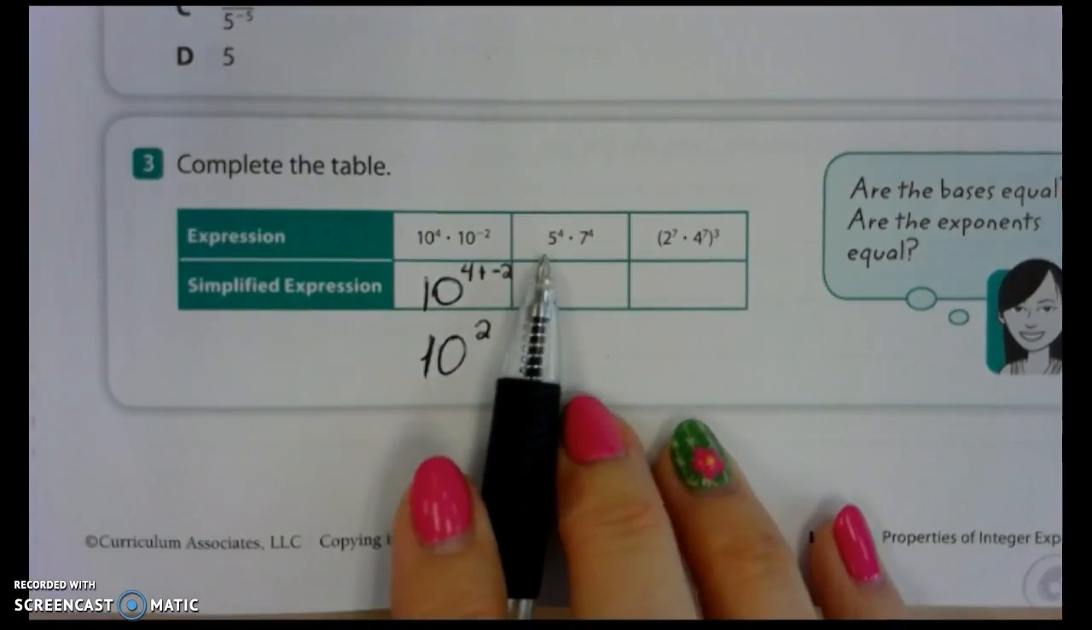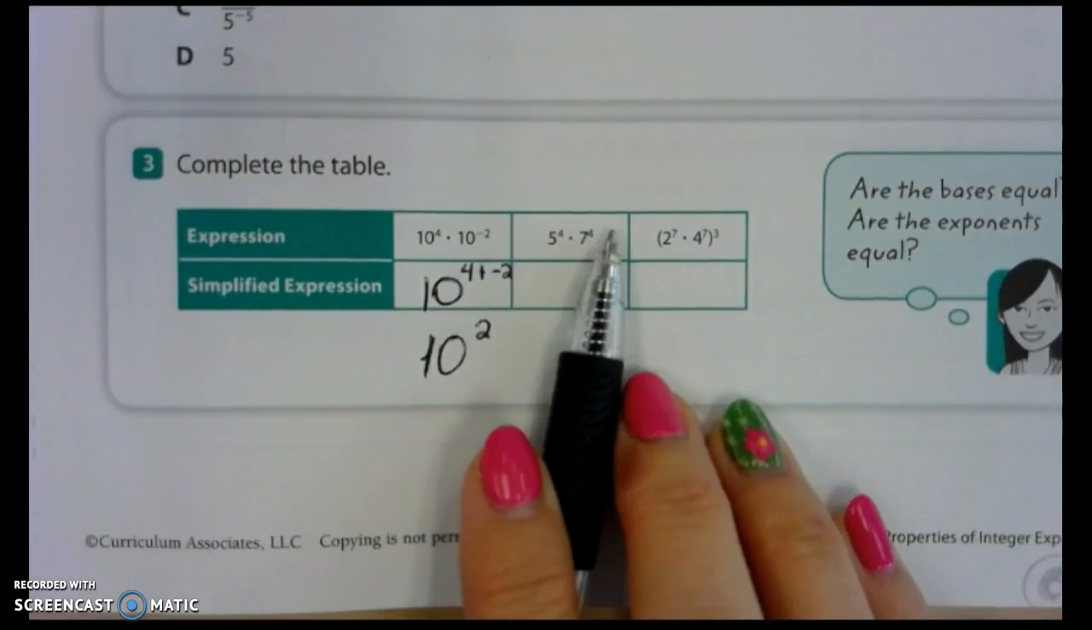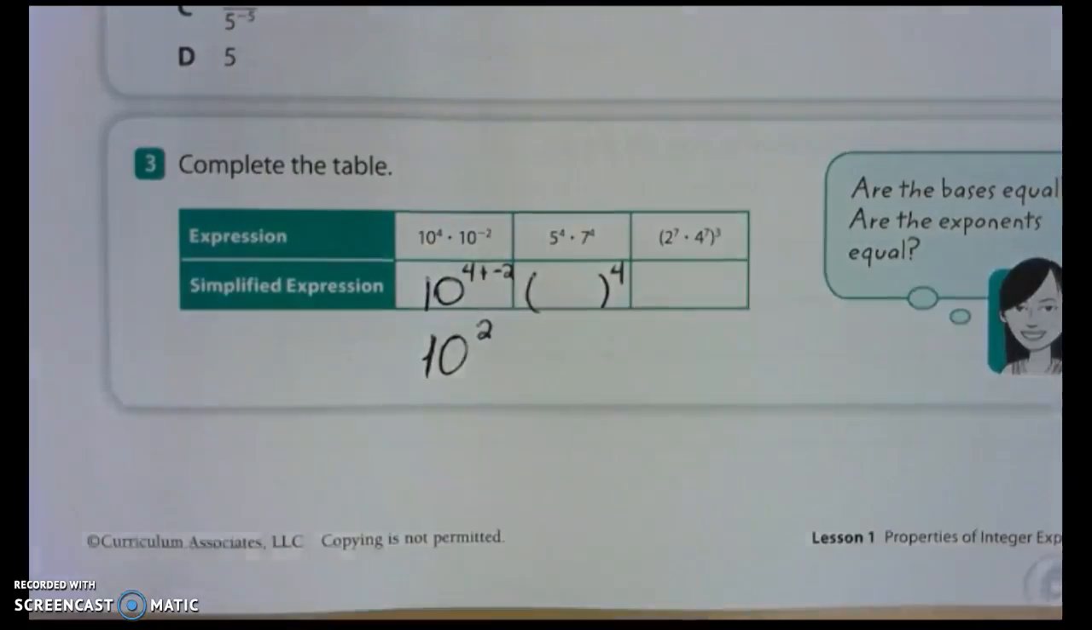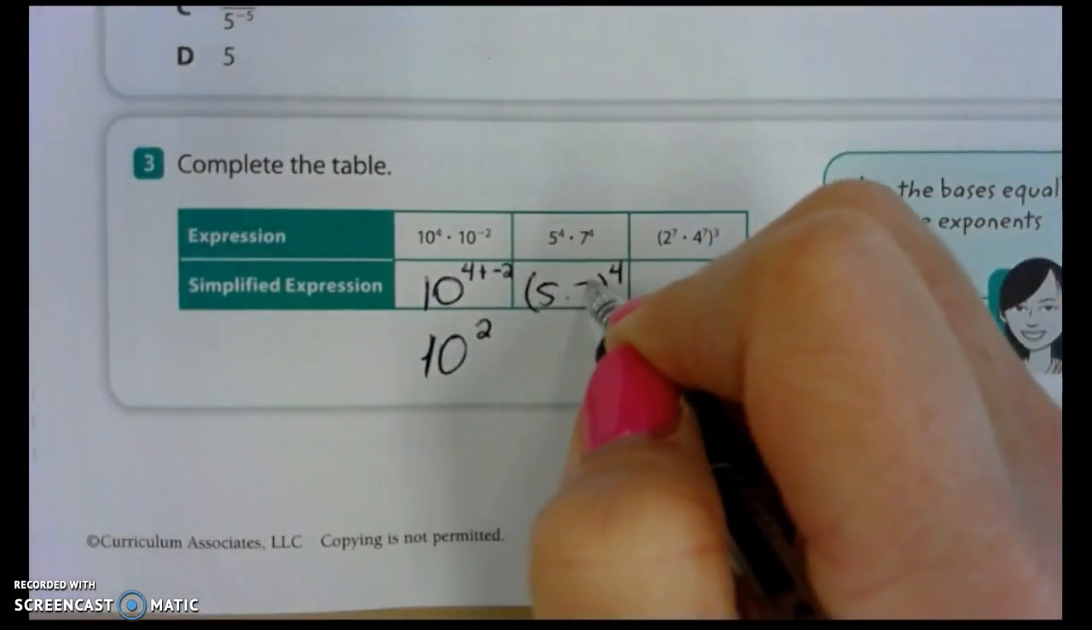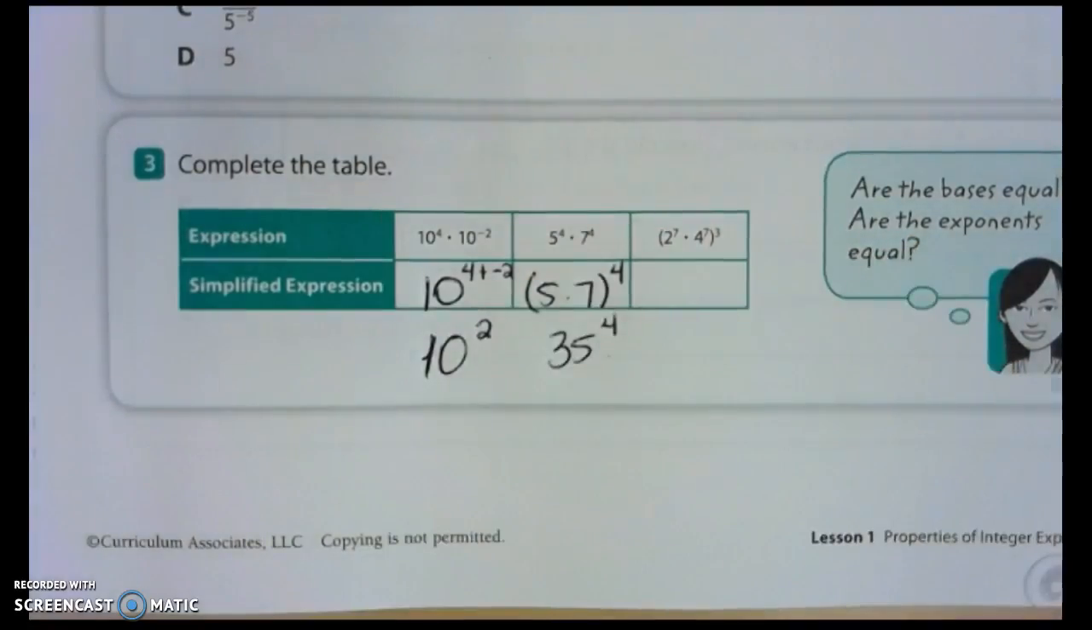The second one is 5 to the 4th times 7 to the 4th. This is like exponents with different bases. This is where we keep the exponent the same and we multiply those bases. 5 times 7 is 35 to the 4th.